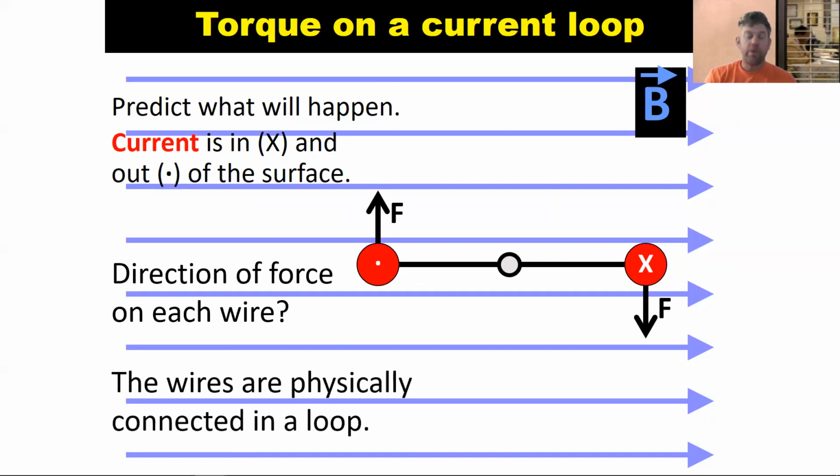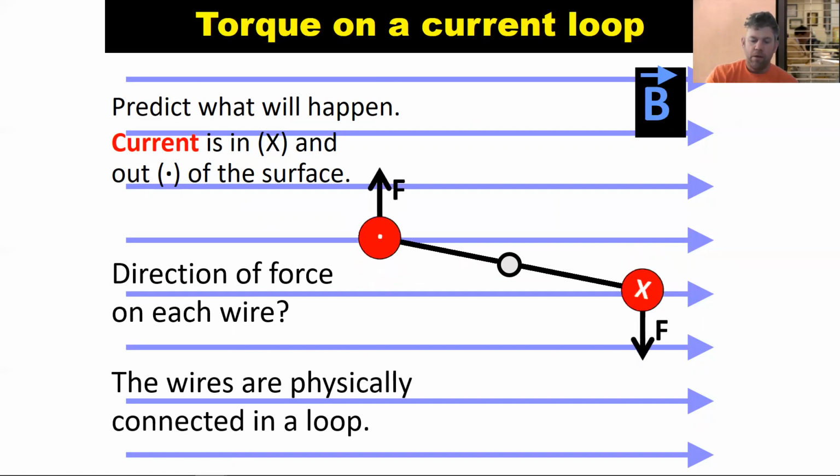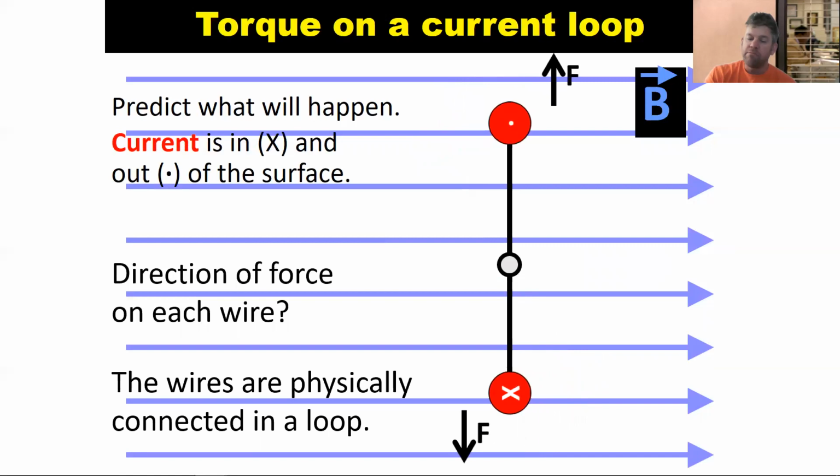So we should see the force on these two going this direction. Okay? If the wires are physically connected in a loop, what we're going to see is this thing's going to rotate clockwise. It's going to make it so that it makes a nice little turn for us. All right? So we get something like that. Okay?